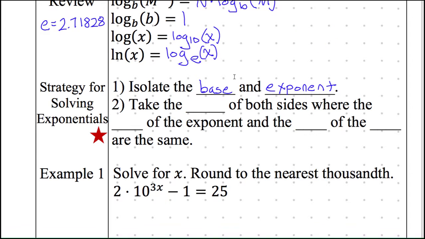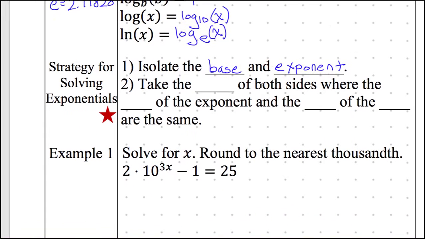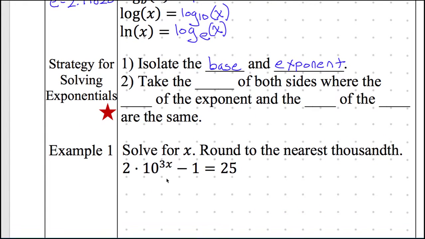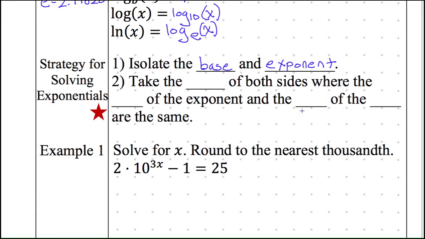So we're going to isolate that base and the exponent because, in terms of solving with PEMDAS, that's the final rung that I'm going to be doing. So once I get this 10 to the power of 3x, that's the base, that's the exponent. I'm going to get rid of 2, get rid of negative 1 somehow.